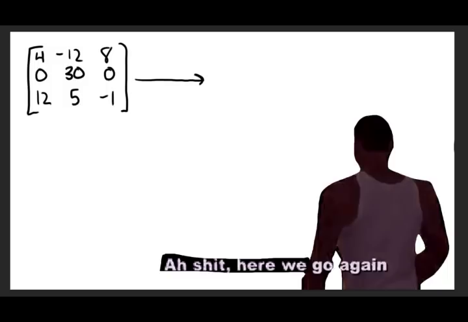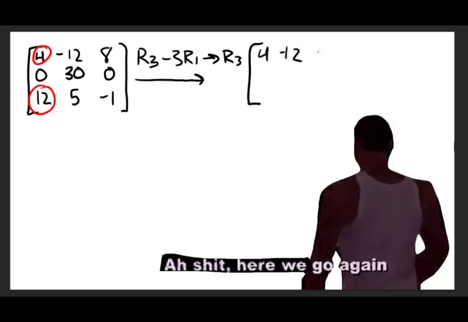Alright, so here we go. The next step is we also want to make this entry a 0. Let's see. Row 3. Subtract 3 copies of row 1, and I'm going to put that back into row 3. That means I'm subtracting 3 4s, which is 12, from 12 to get a 0. So the first row is going to stay the same. And for the third row, we're going to subtract 3 copies of row 1. So this is going to be a 0. 4 times 3 is 12. 12 minus 12 is 0. Negative 12 times 3 is negative 36. So we're going to add 36 to 5 to get a 41. And then negative 1 minus 3 copies of 8 is minus 24. So we're going to have minus 25 here.